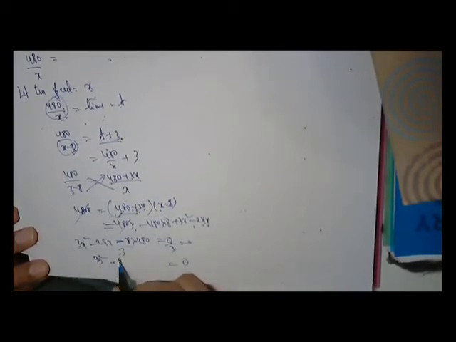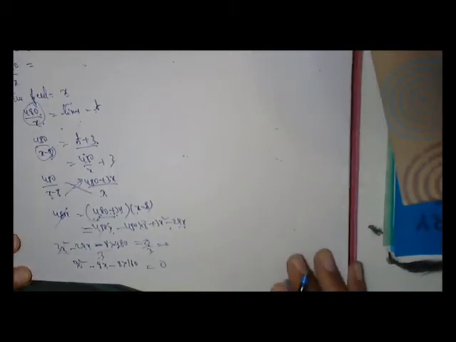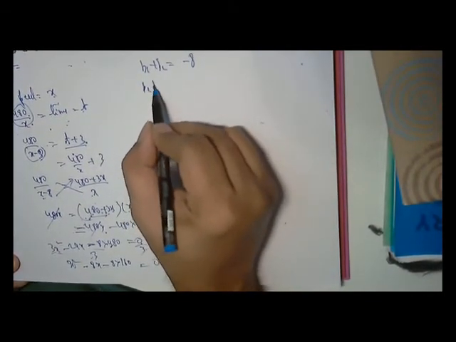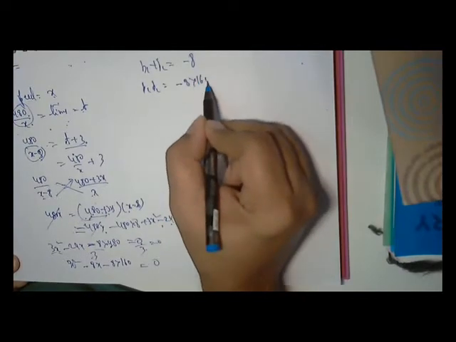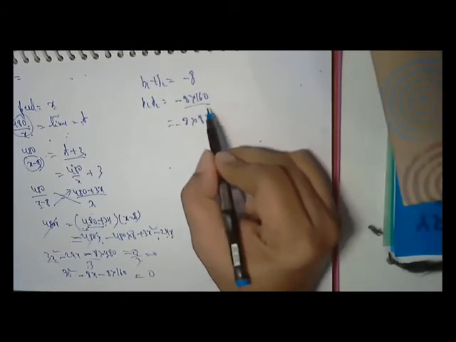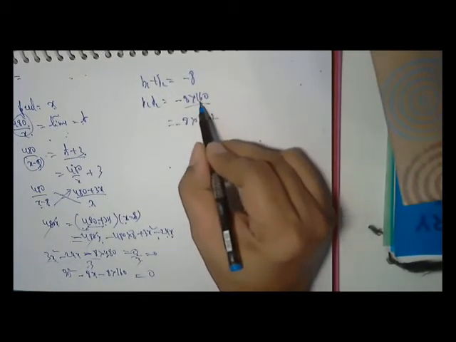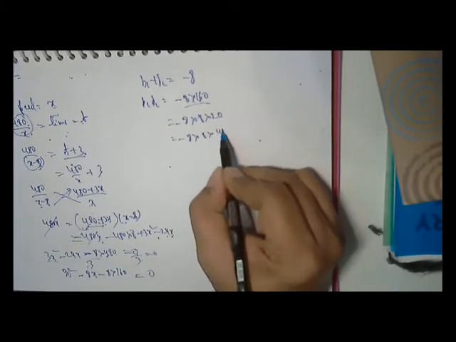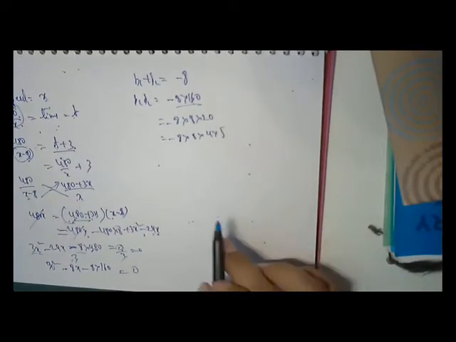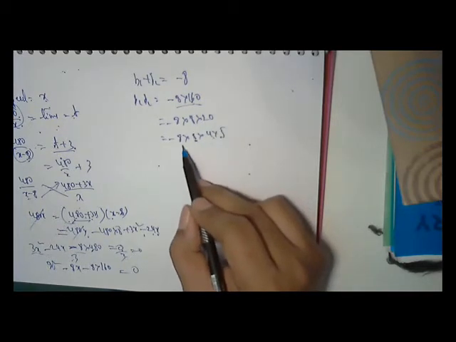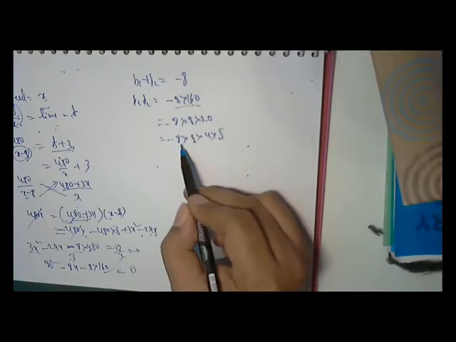So x square minus 8x minus 8 into 160 is equal to 0. Now my B1 plus B2 is equal to minus 8, and B1 into B2 is equal to minus 8 into 160. So now I am finding the factors here. 160 is 8 into 20, that is 8 into 4 into 5. 4 fives are 20, 8 twenties are 160. So 160 into 8, this is A into C.